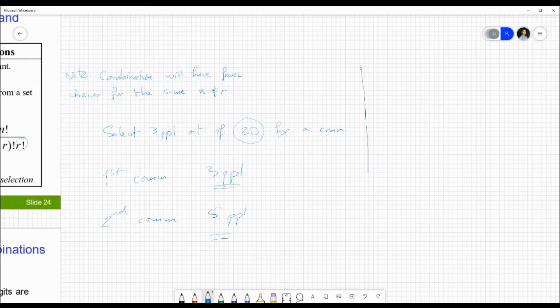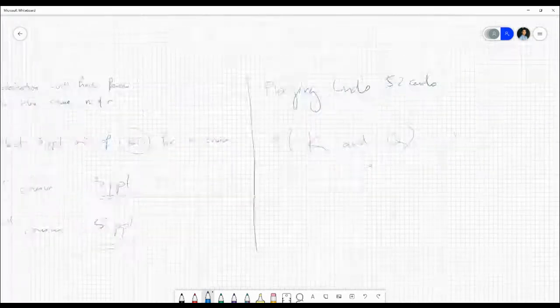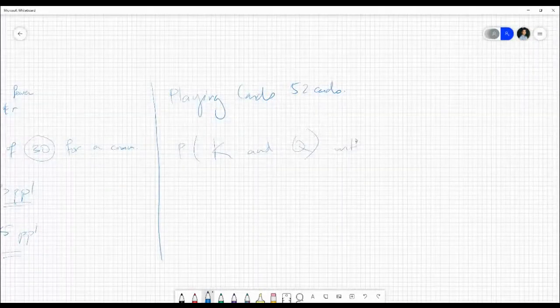So let me give you a more concrete example than this here. This may still look a little bit confusing. So are you familiar with playing cards? Yeah, sure. 52 card deck. Right, 52 cards, right? So let's say, what is the probability of picking a king, okay, and then queen without replacement?